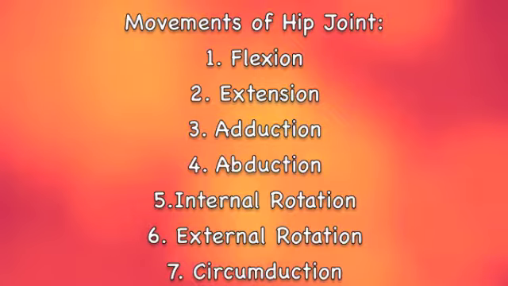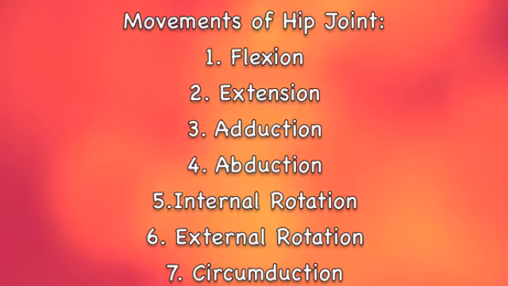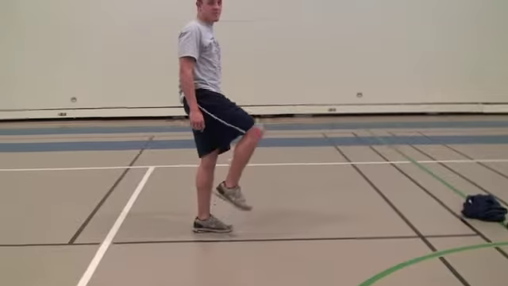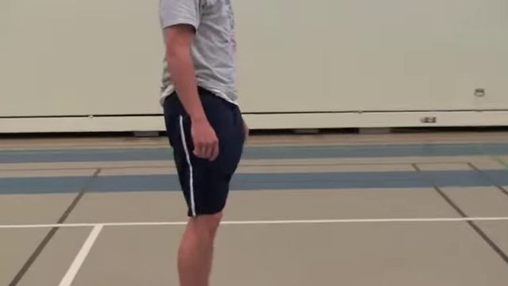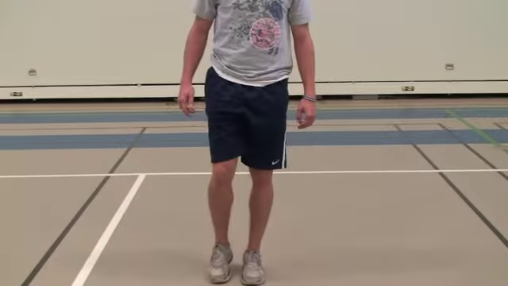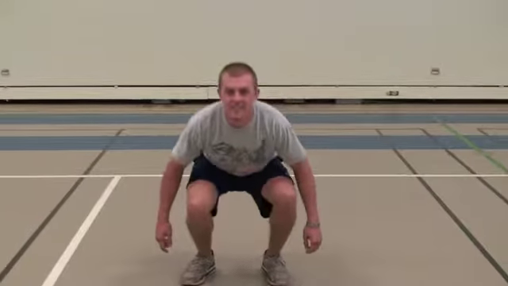We will now go into more detail about these movements and talk about the muscles involved in each action along with the range of motion. The first is hip flexion. Hip flexion is described as the bending of the joint resulting in a decrease of angle. The normal range of motion for hip flexion is 0 to 130 degrees.